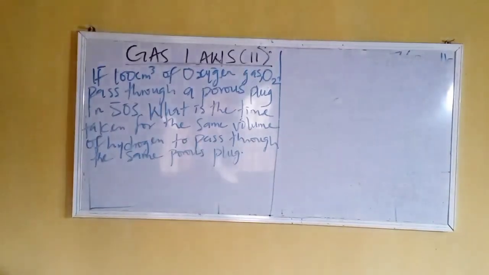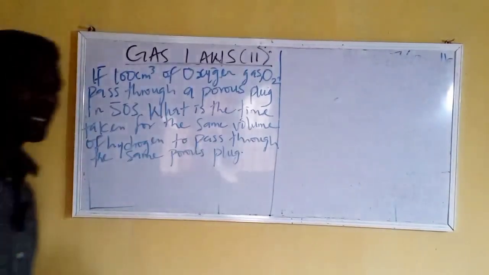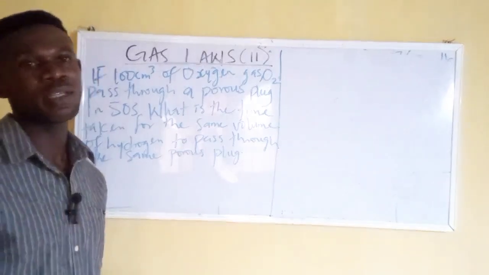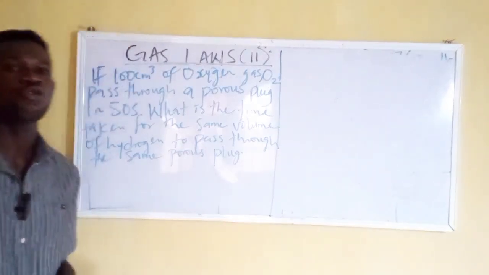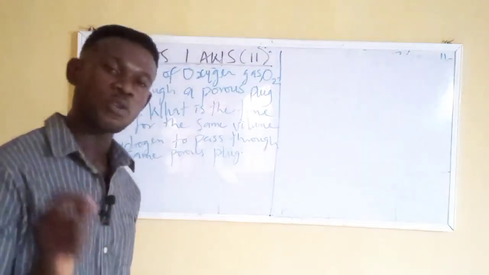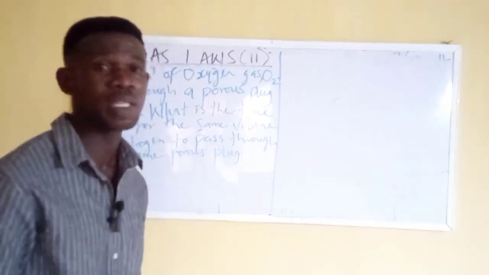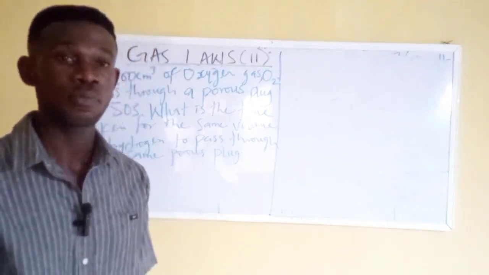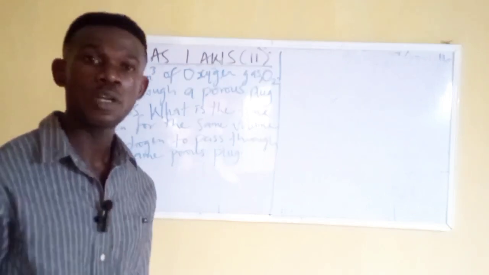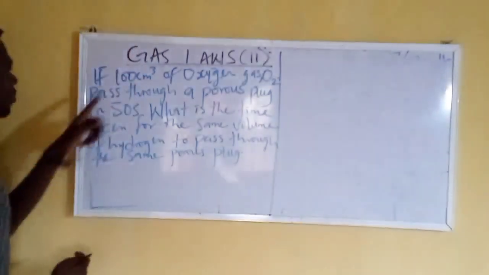Now, the first thing you would have to write out is the parameters. I keep saying it: if you are to carry out any calculation, the best you can do is first of all write out the parameters. It gives you a clearer perspective, and you know what parameter is missing and the kind of formula to work with. So, first of all, let's write it out.